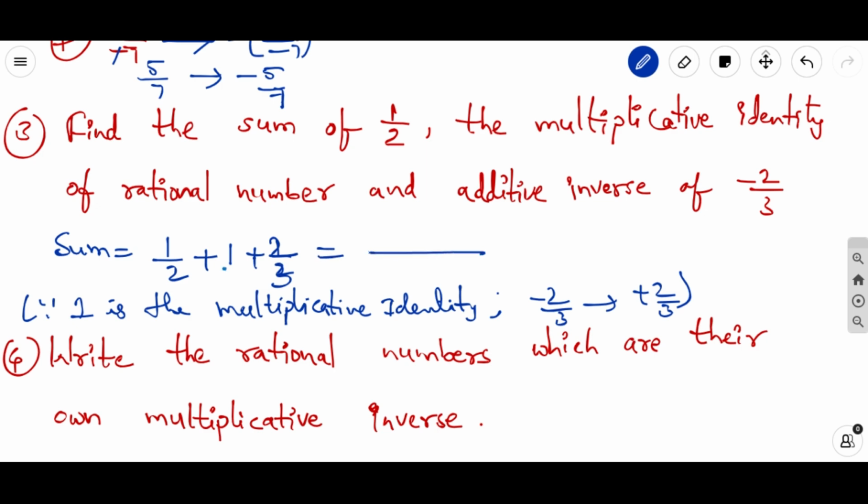Now, we simplify it. Take the LCM. The LCM of 2 and 3 is 6. Then 2 3s are 6, 1 6s are 6, 3 2s are 6. So 1 3s are 3, plus 1 6s are 6, plus 2 2s are 4, equal to 3 plus 6 is 9, 9 plus 4 is 13. 13 by 6 is the answer.